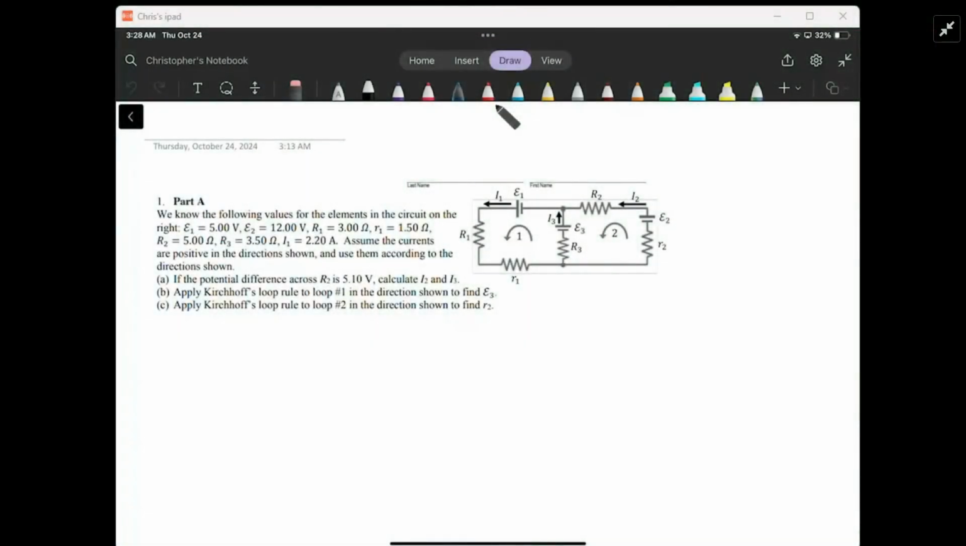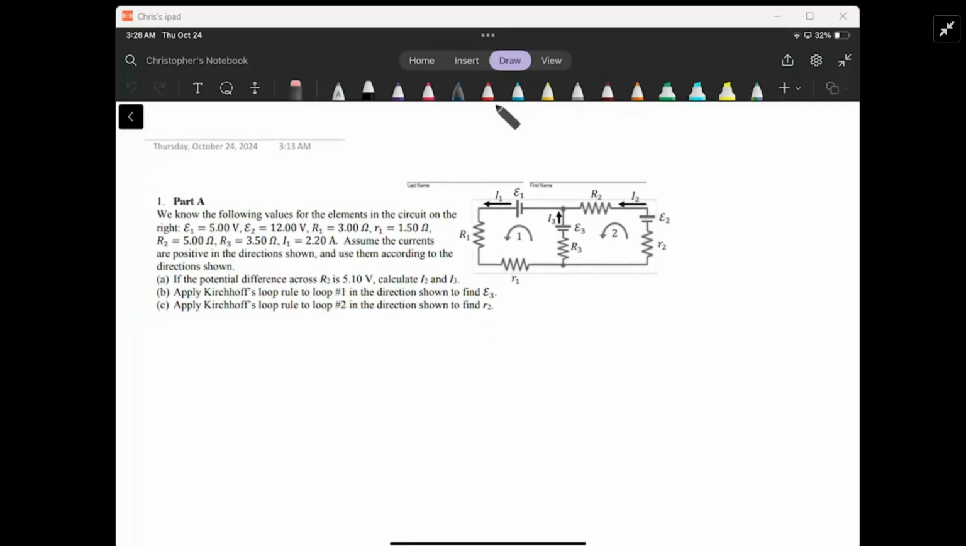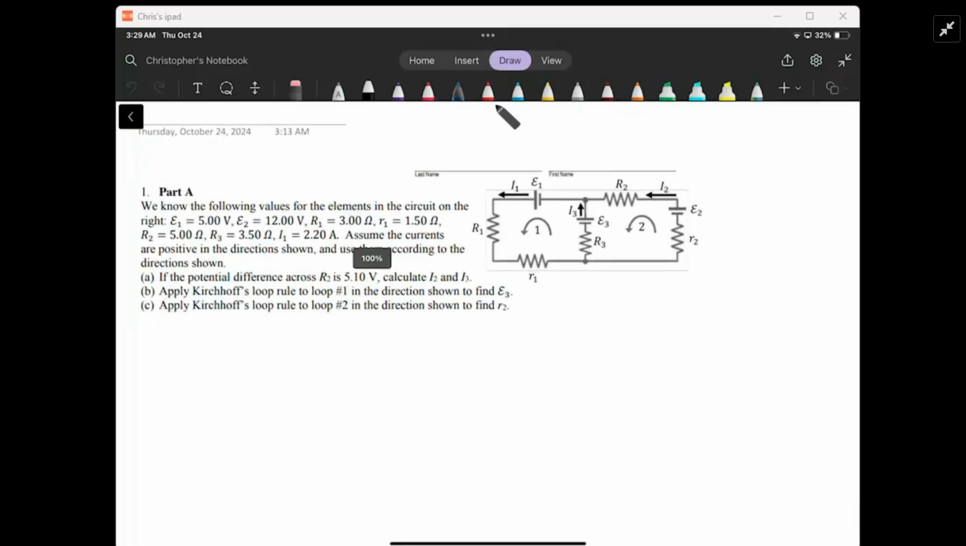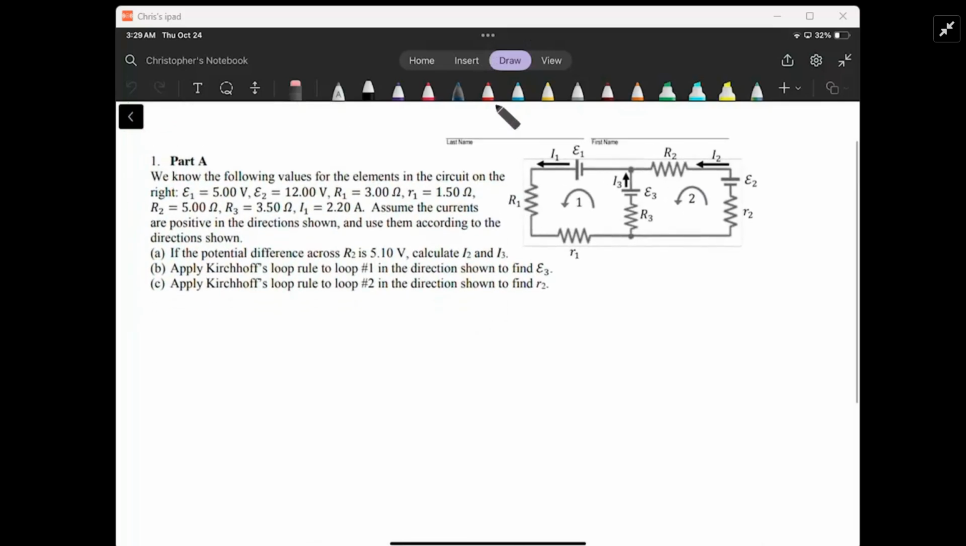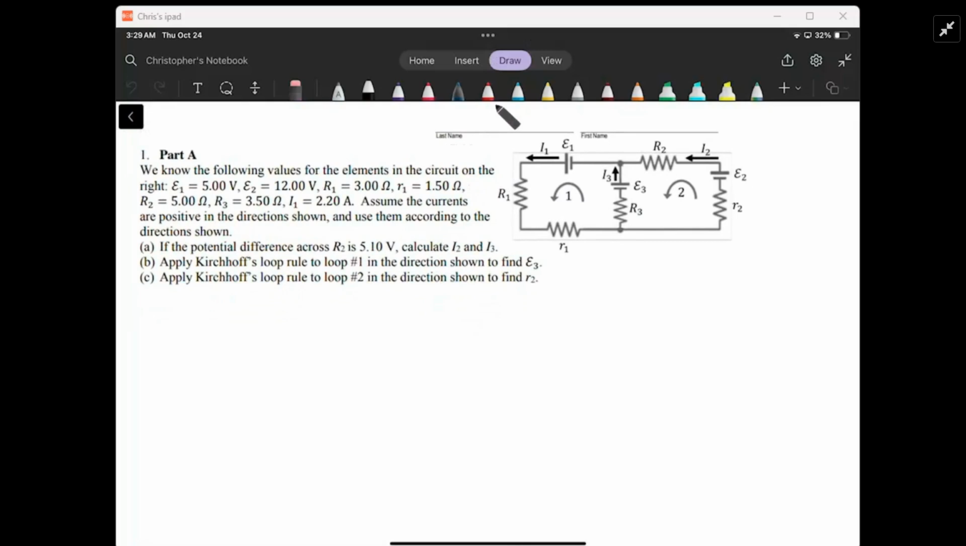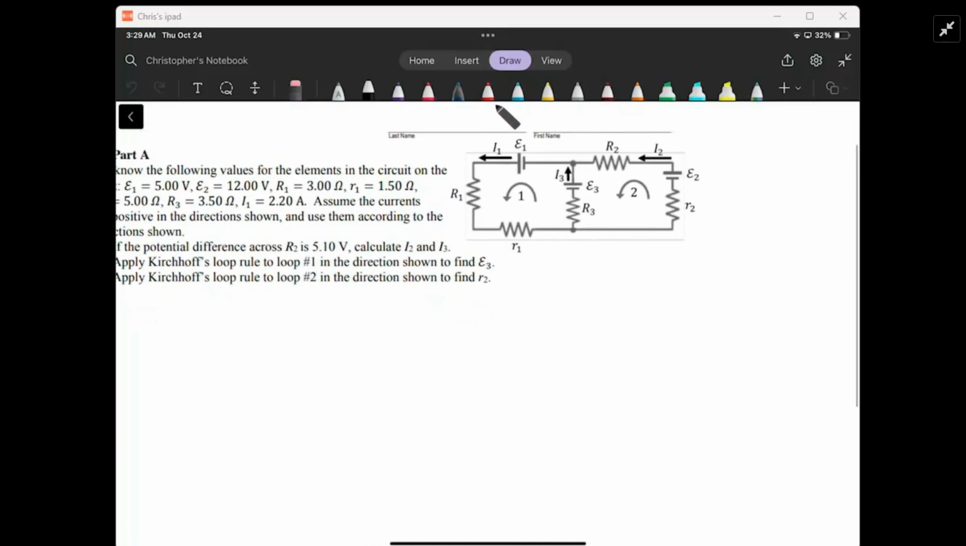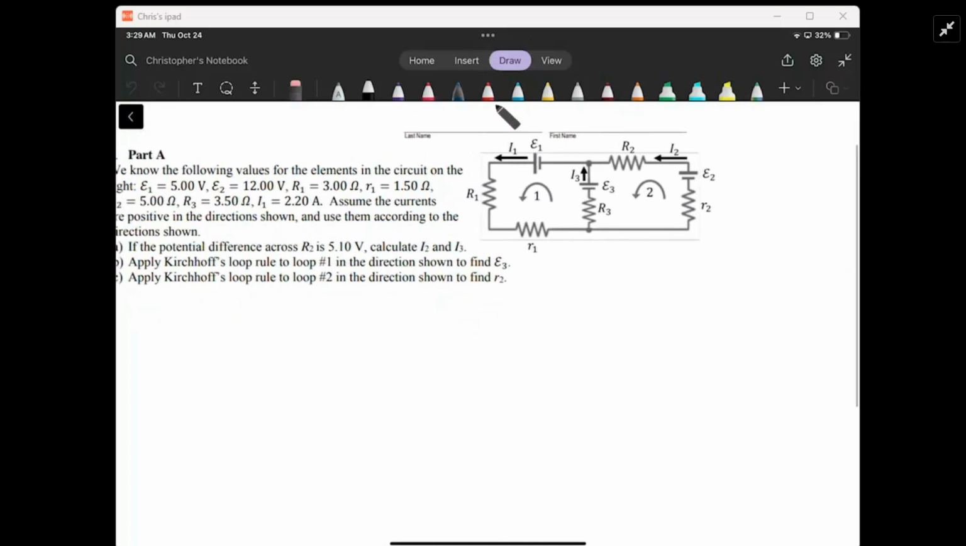So today we're going to be going over this circuit problem that involves Kirchhoff's loop rule. So the first thing that we have is obviously the circuit. And in the question itself, they give us certain values already given, such as the voltage for E1, E2, and then resistors, and then also one of the currents. So the first question is asking for the potential difference across capital R2 in 5.10 volts. And they want us to calculate I2 and I3.